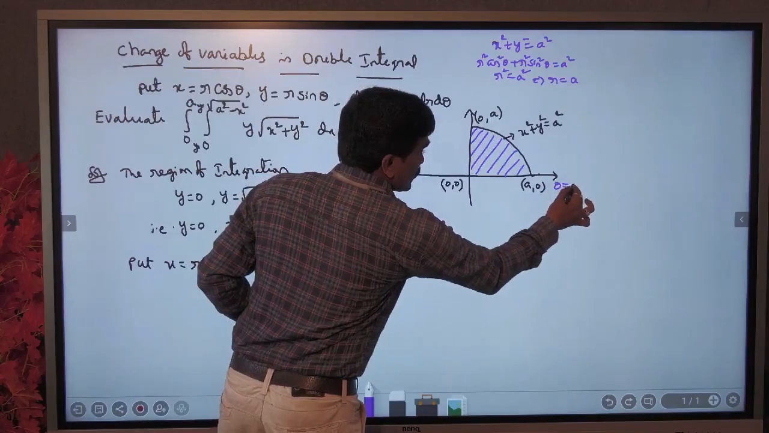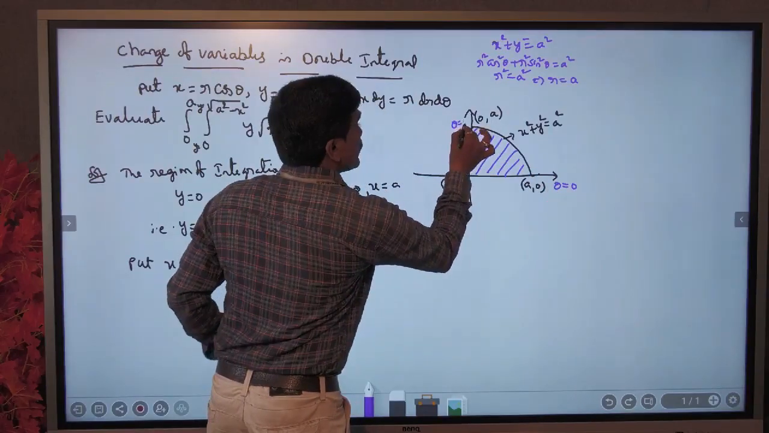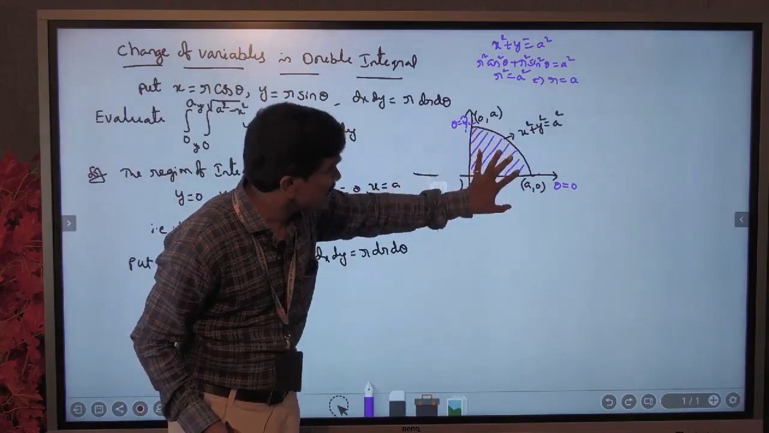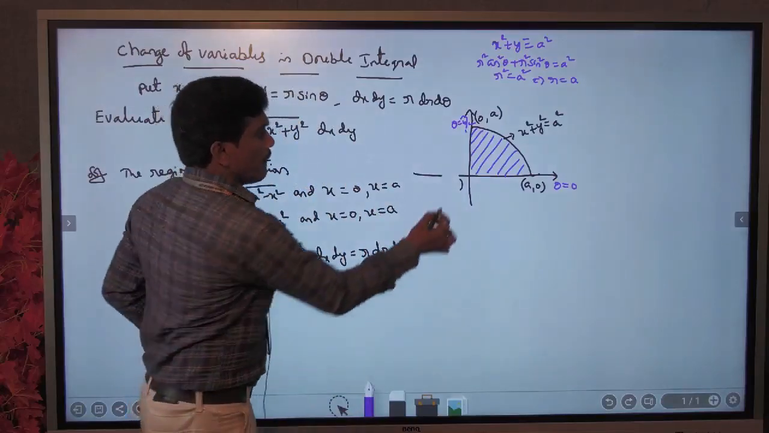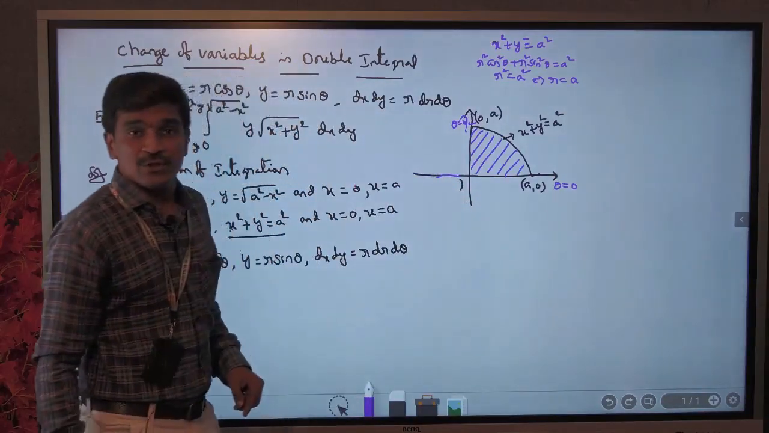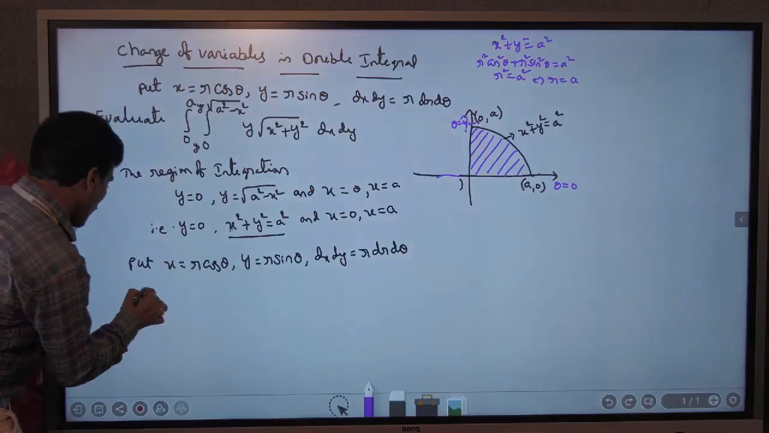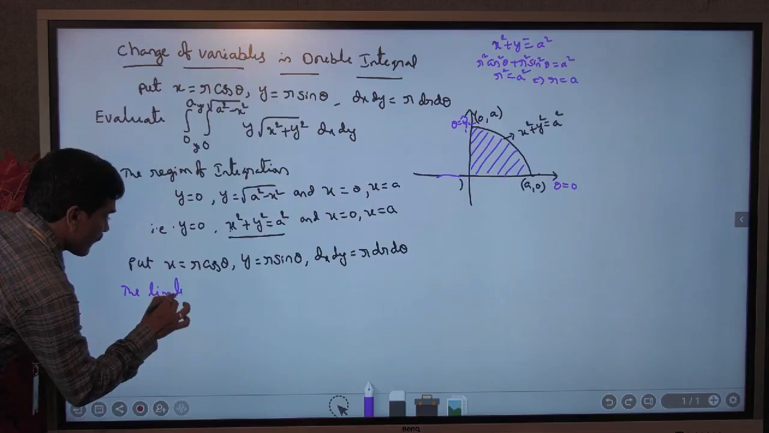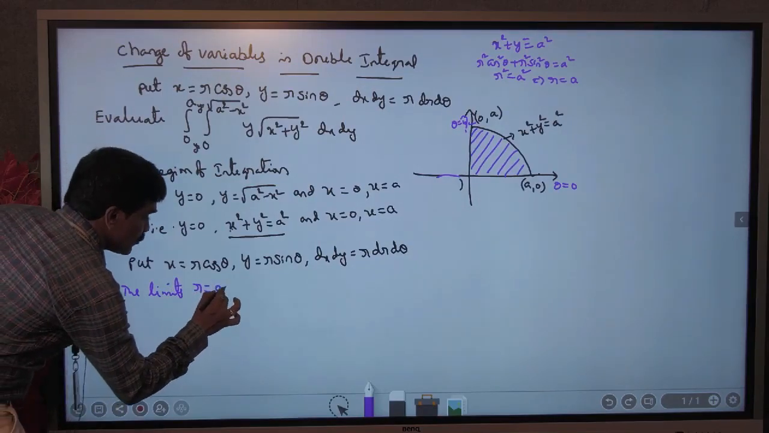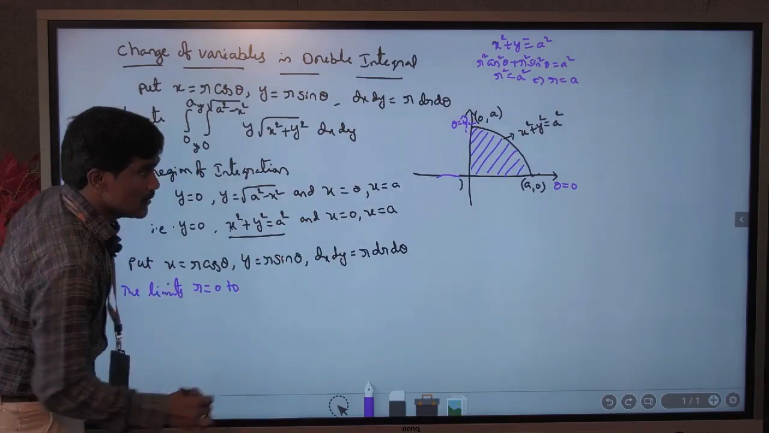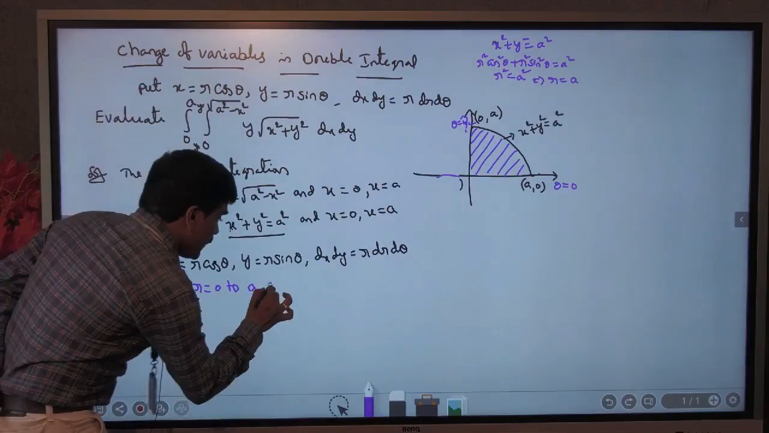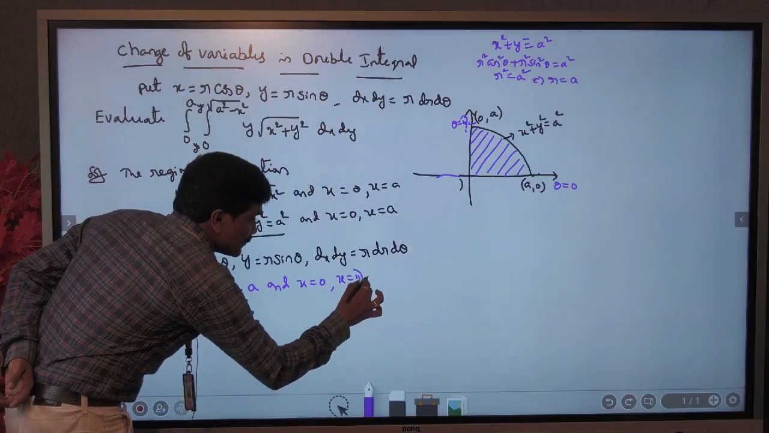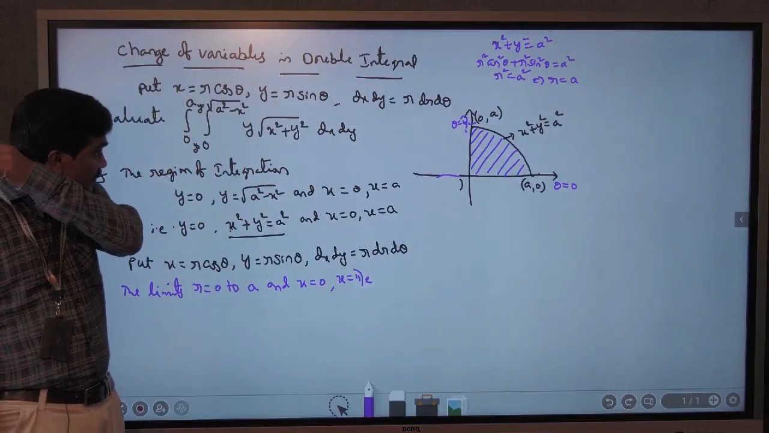Here theta is equal to 0, and here theta is equal to pi by 2, right? So theta varies from 0 to pi by 2. Now write the limits: r is 0 to a, and theta is 0 to pi by 2. So these are the limits, right?